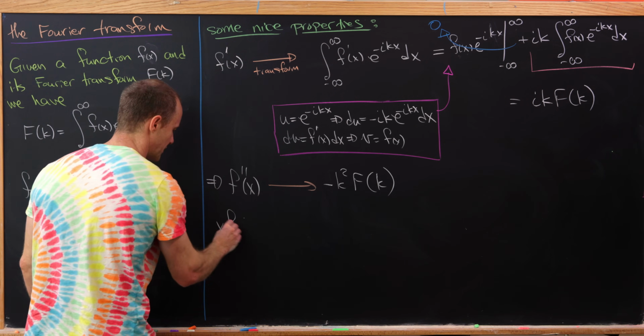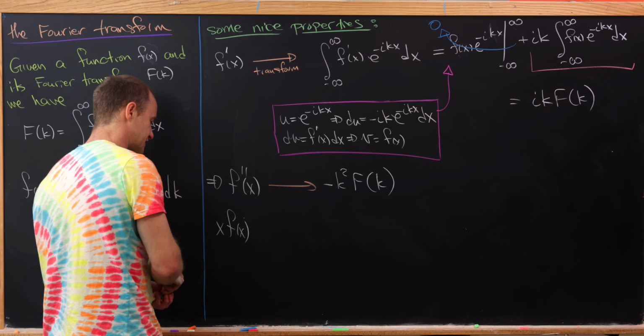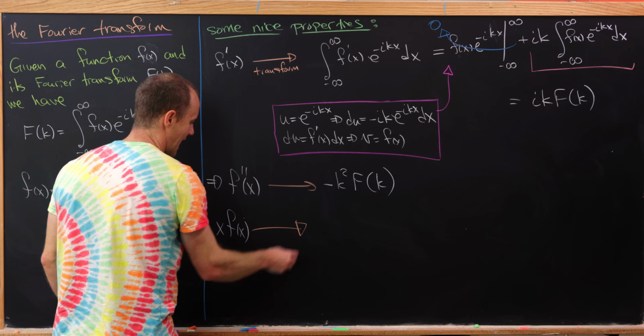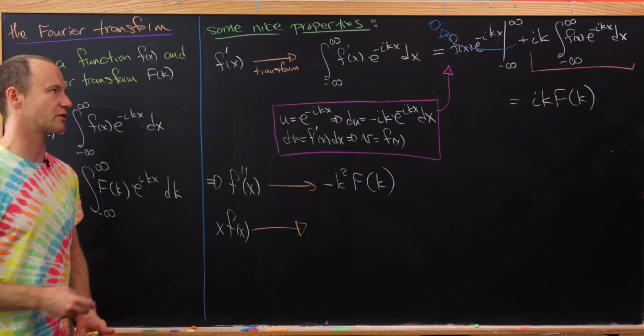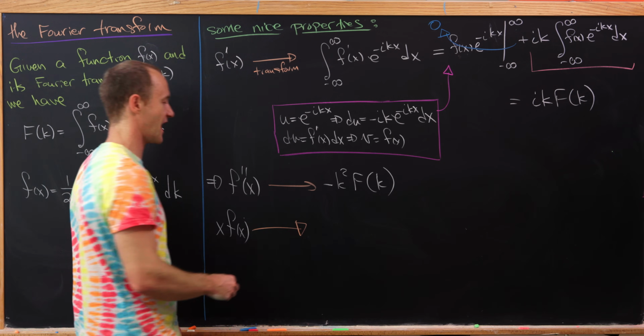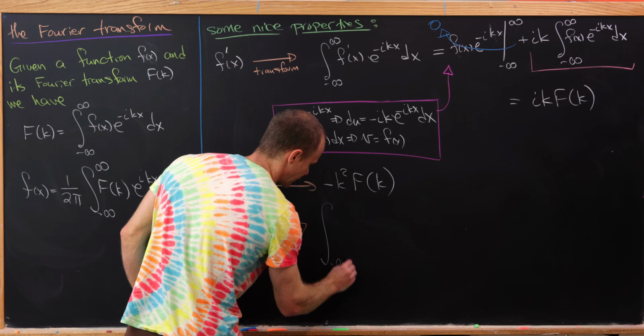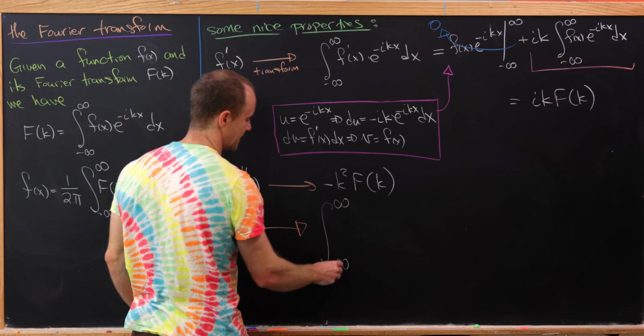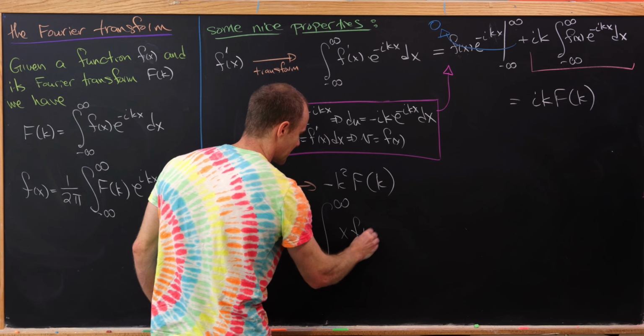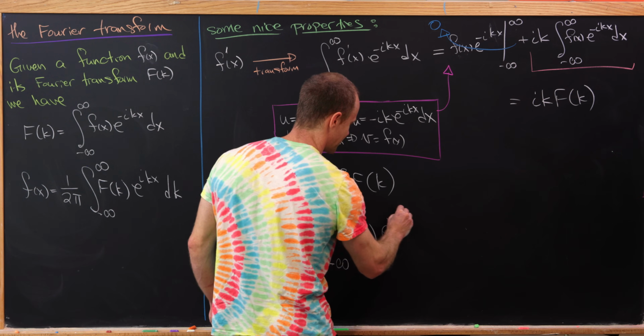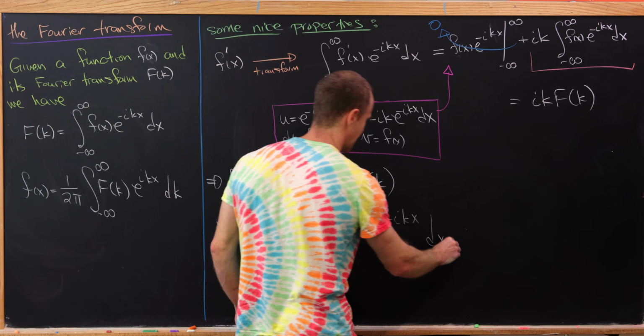Let's see what we get if we multiply by x. So we're going to multiply by x, so we have x f of x, and we're going to perform the Fourier transform of that. So we've got the integral from minus infinity to infinity of x times f of x times e to the minus i k x dx.